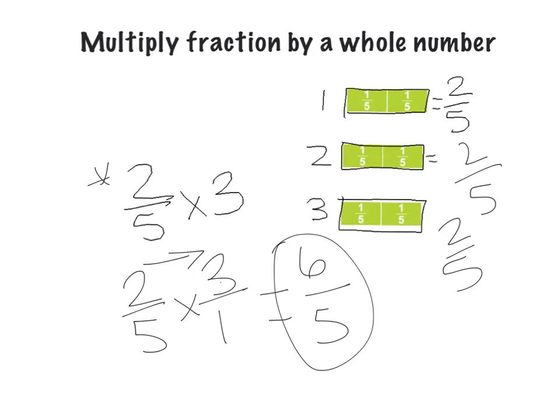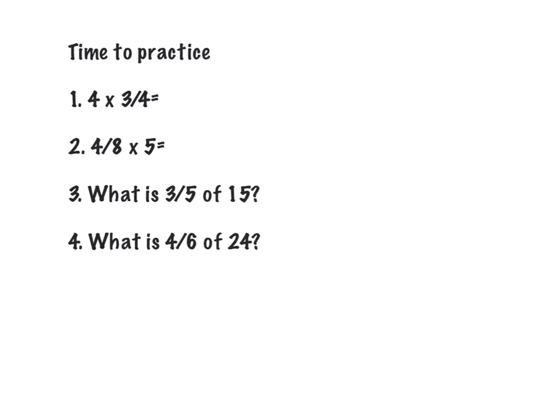You can do that by division or by seeing how many groups of 5 you can get out of 6, which we know is 1. And the 1 leftover piece is the new numerator, and the denominator stays the same. So 2/5 times 3 would equal 1 and 1/5. Here are some examples to practice, so pause the video, practice these 4 answers, and discuss.